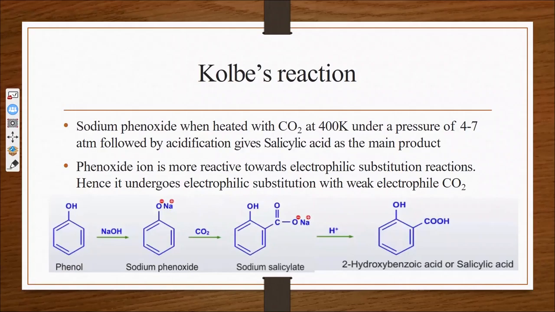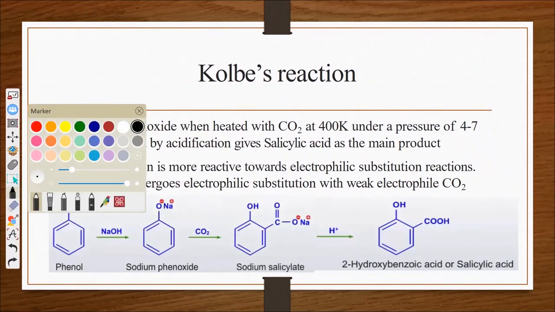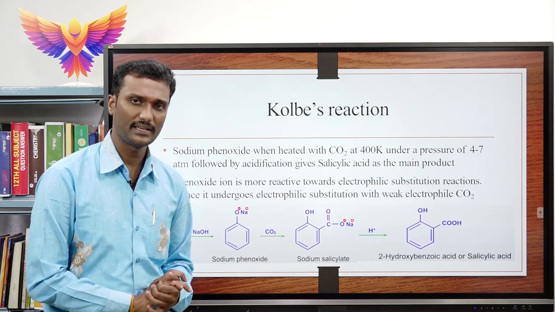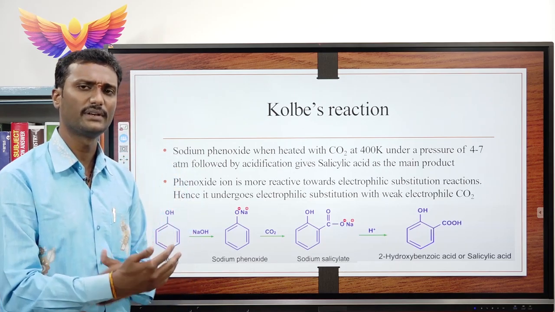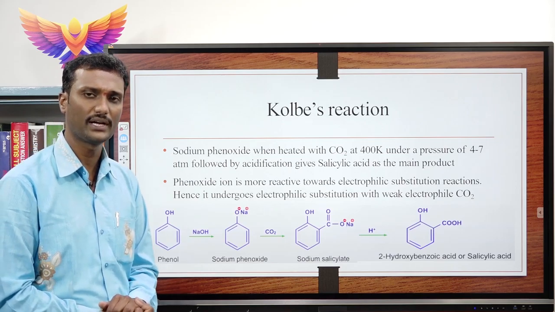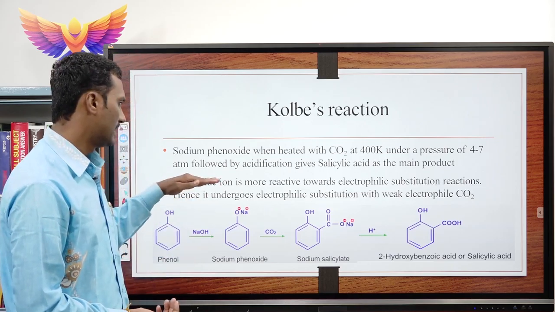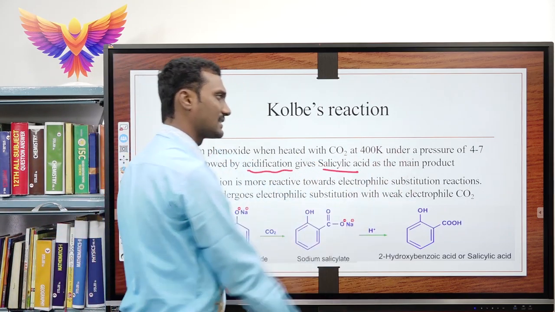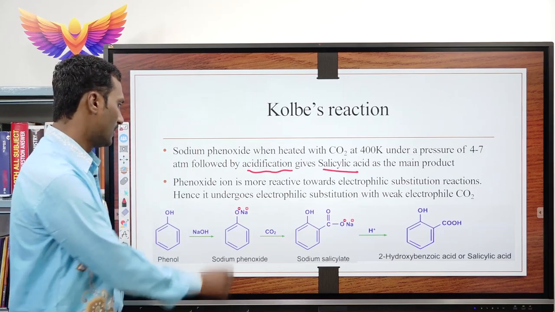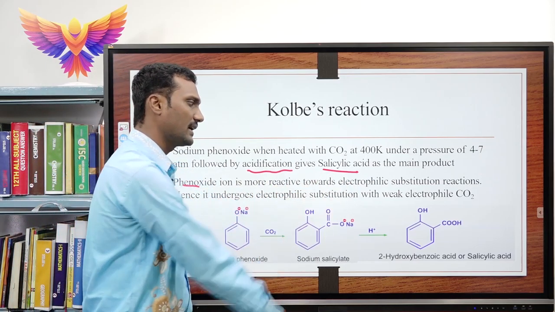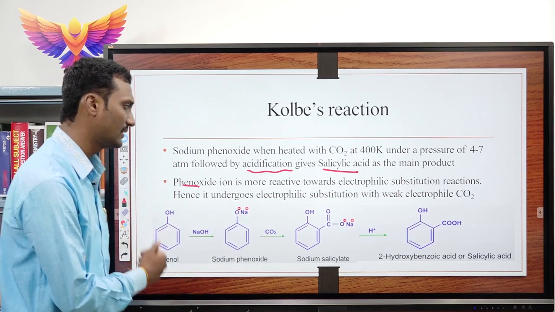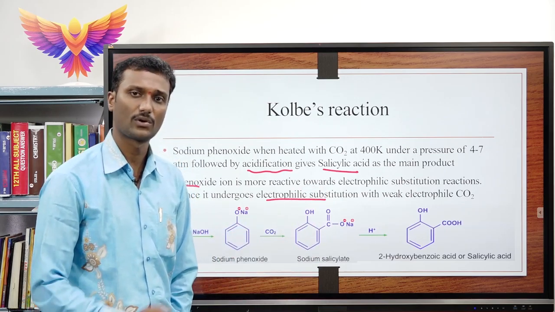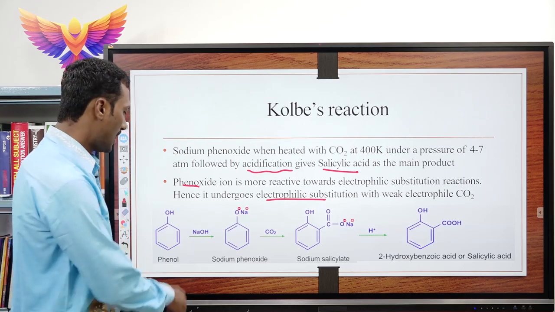Now let me show how this reaction really works. As I said, sodium phenoxide is heated with carbon dioxide at 400 Kelvin or 125 degrees Celsius, under 4 to 5 atmospheres pressure. Then when we add a few drops of acid, it gives salicylic acid as the main product. Phenoxide ion is more reactive towards electrophilic substitution, so it undergoes ESR, electrophilic substitution reaction, with the weak electrophile carbon dioxide. Now let us see how this mechanism works.